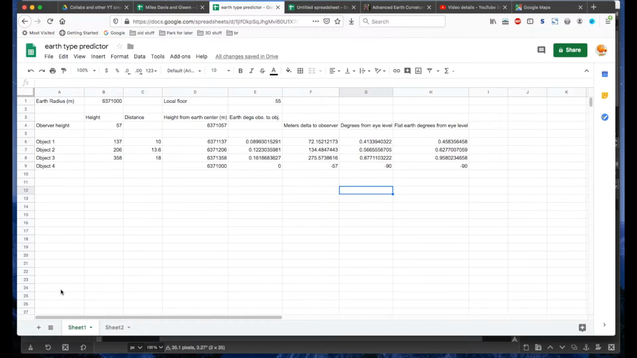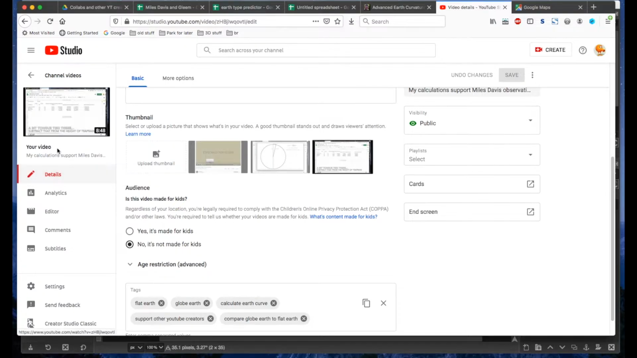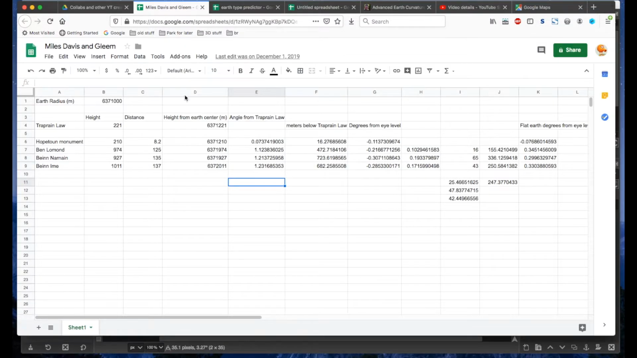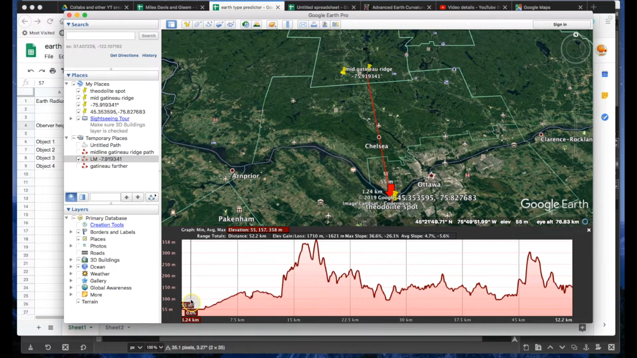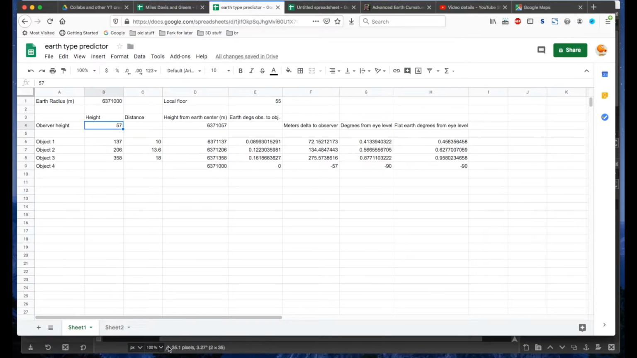So as an aside, in a previous video, my calculations support Miles Davis' observations and assertions. I had created a spreadsheet, which is this one. So I copied it, then I modified the values slightly to match my case. The observer height I had put at 57 meters. The water line is 55, and I was about 2 meters above the water line at that point. So that's why I put 57 here.